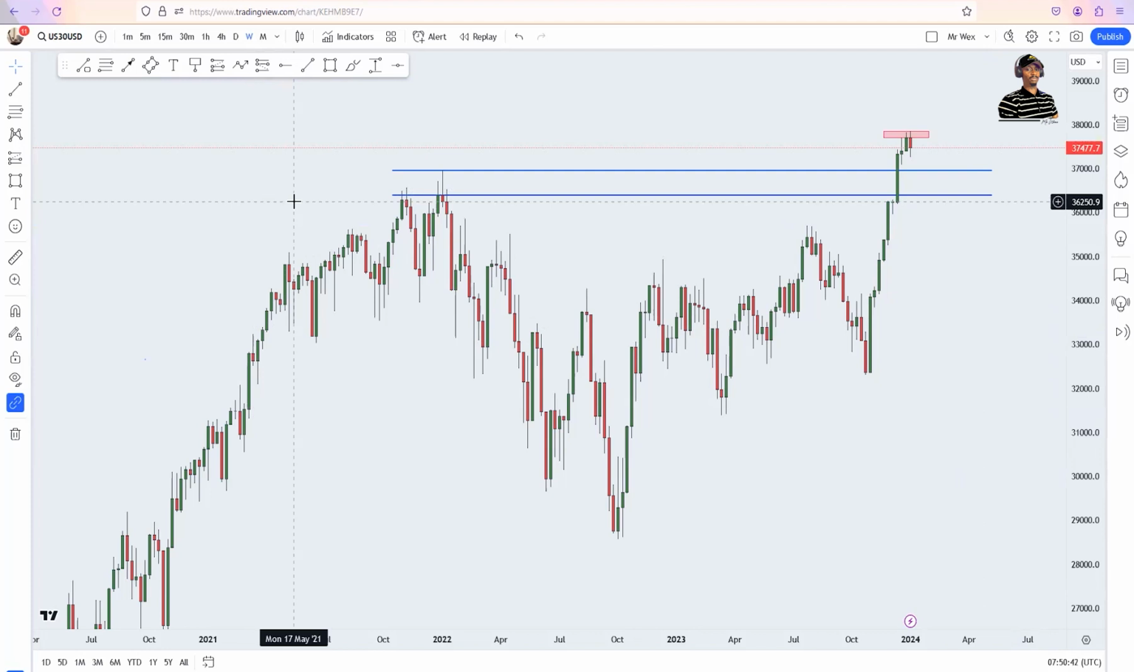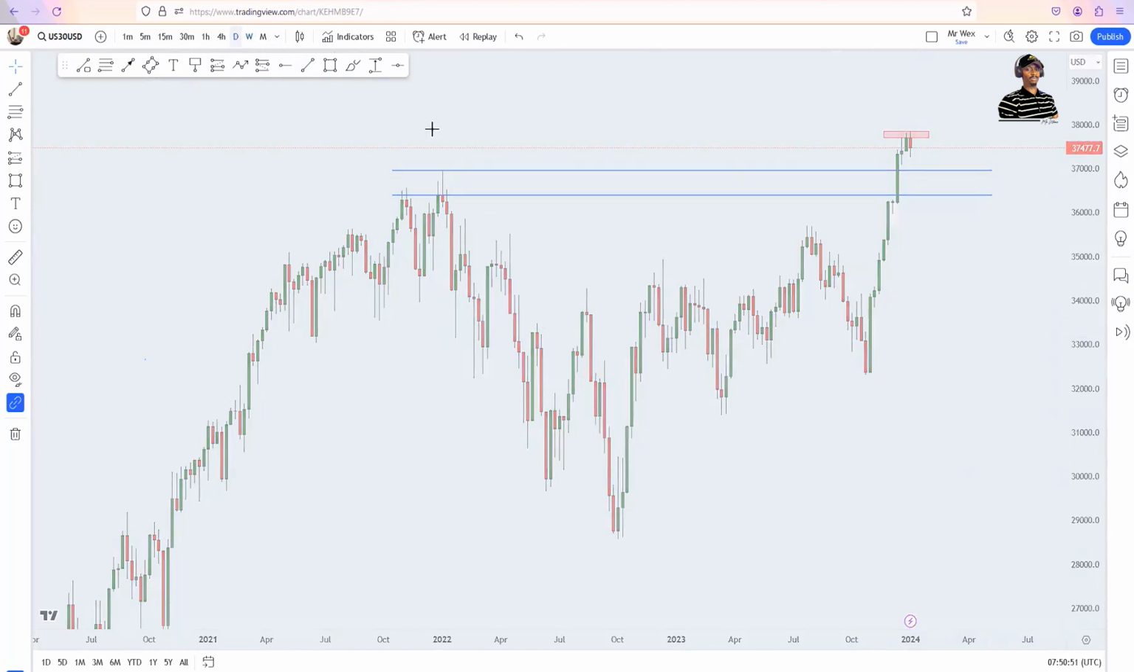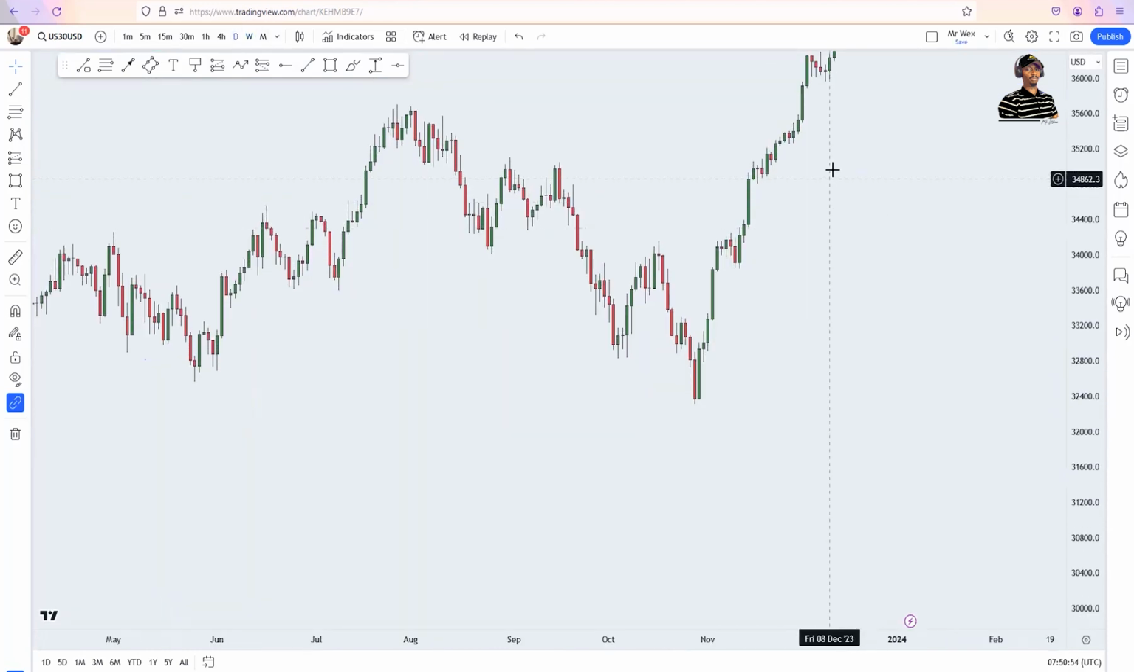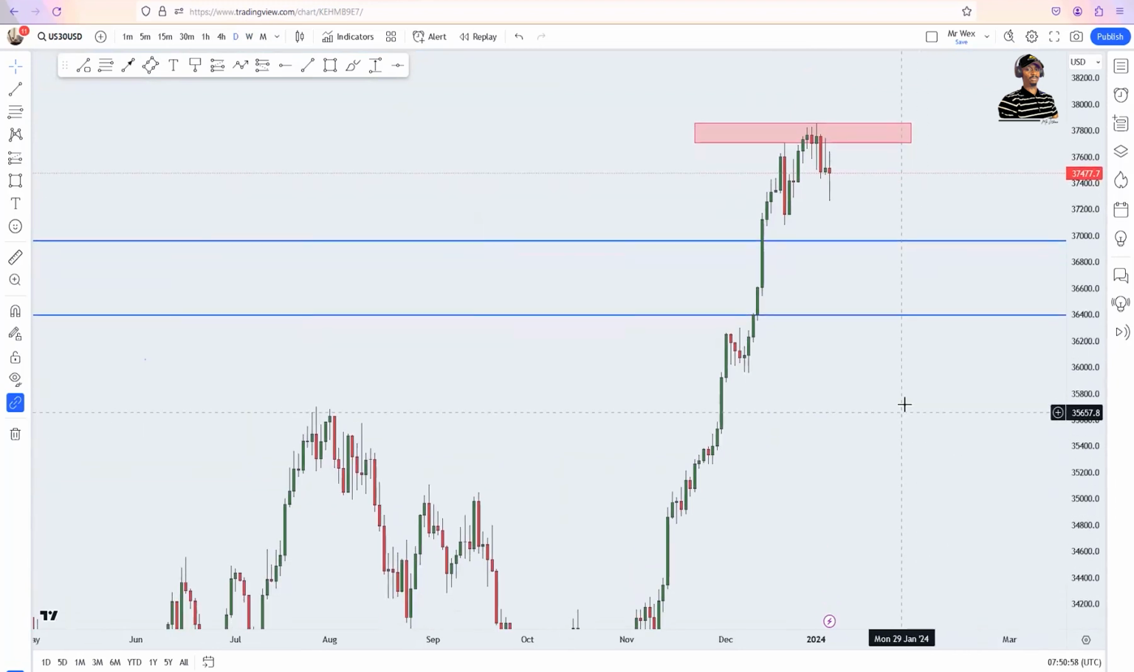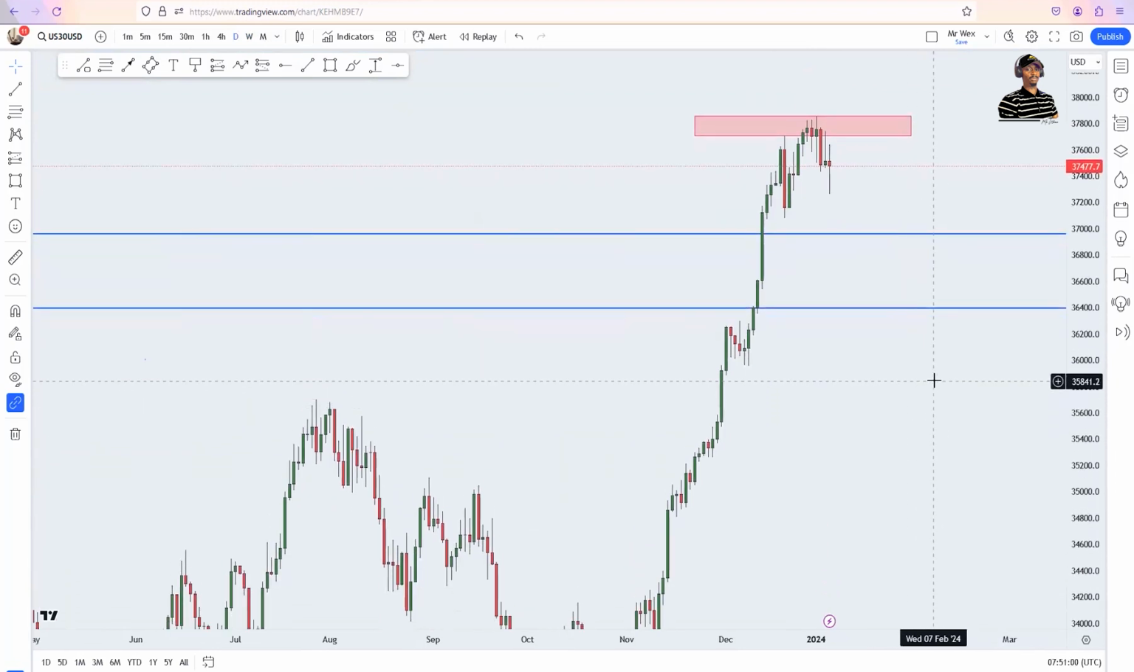So from my perspective, on the weekly time frame, price created a new high, then last week closed bearish. Let's take a look at the daily time frame. So basically, I'm expecting price to further drop or further correct to this area.